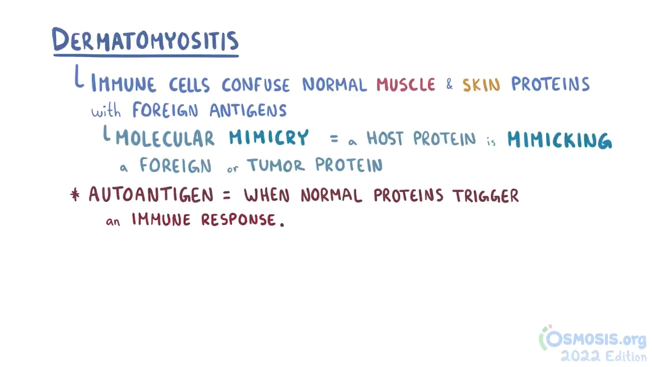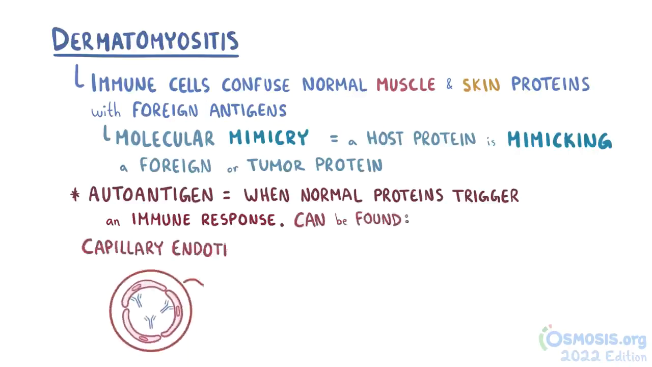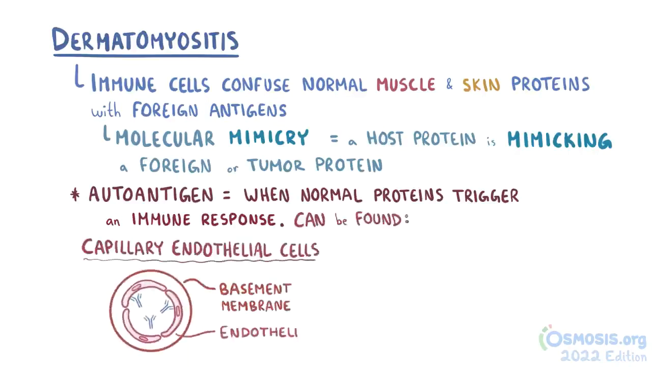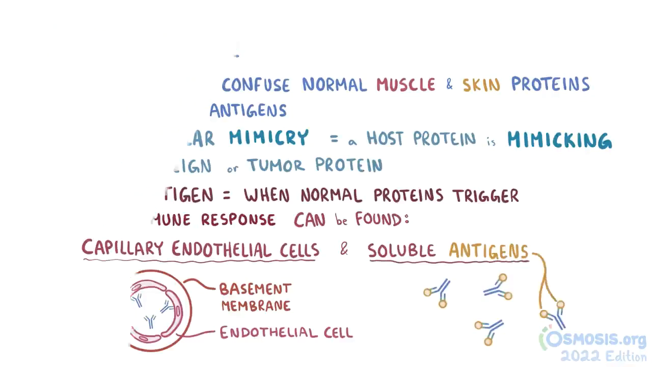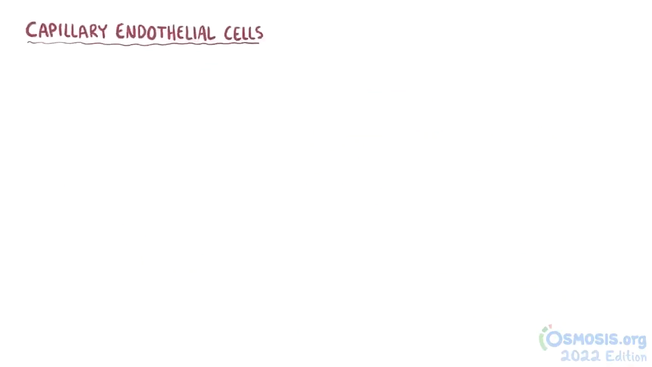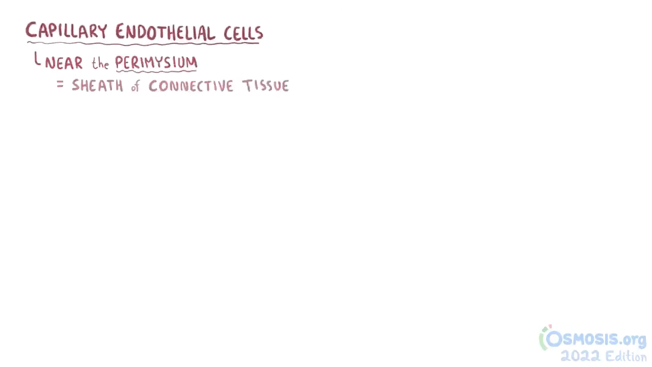In dermatomyositis, the autoantigens are usually found in various spots, like the endothelial cells lining the capillaries in muscle and skin cells, as well as soluble antigens coming from the nucleus or cytoplasm of destroyed muscle cells and skin cells. So, in the first case, autoantibodies attach to the endothelial cells lining the capillaries near the perimysium, which is a sheath of connective tissue around bundles of muscle fibers.